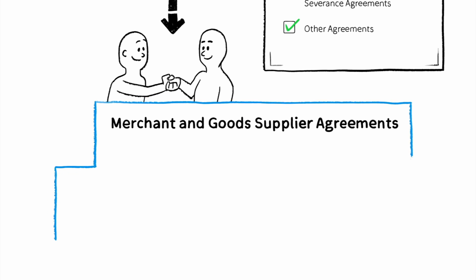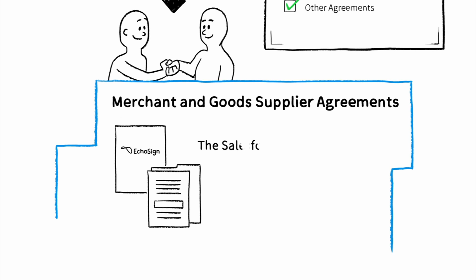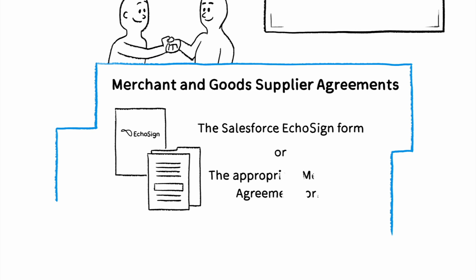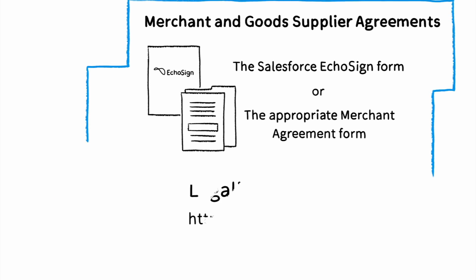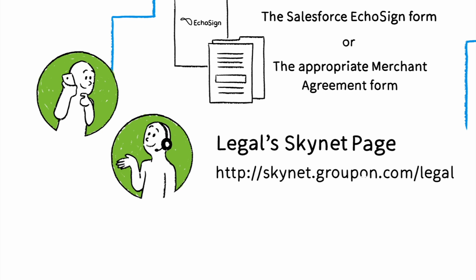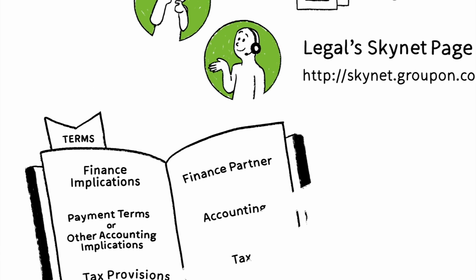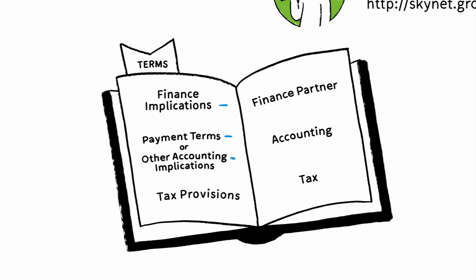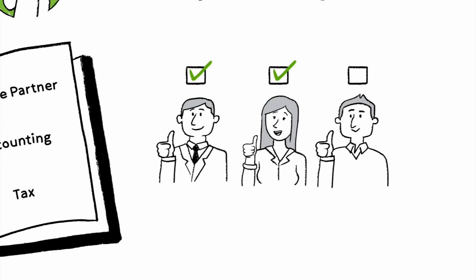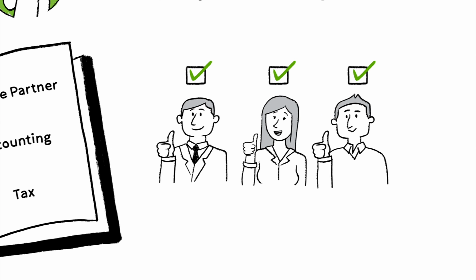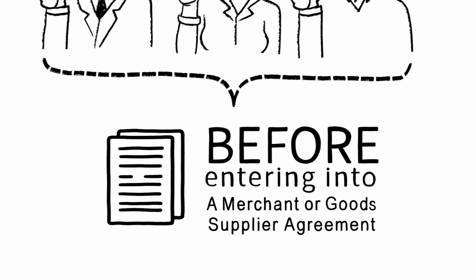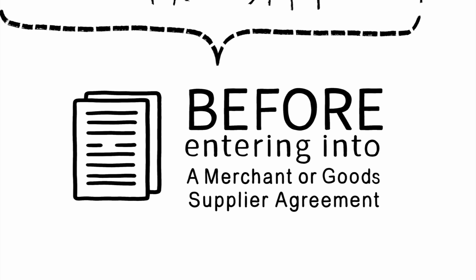For merchant and good supplier agreements, all you have to do is use the Salesforce EchoSign form, or the appropriate merchant agreement form that is approved by legal. If a merchant requests changes, just contact your regular Groupon legal counsel and they'll help you out. Check out legal's Skynet page if you're not sure who to contact. Be aware that changes to certain terms require additional approvals from other departments. Legal can help you determine whether any additional approvals are needed. All necessary approvals must be obtained before entering into a merchant or good supplier agreement.